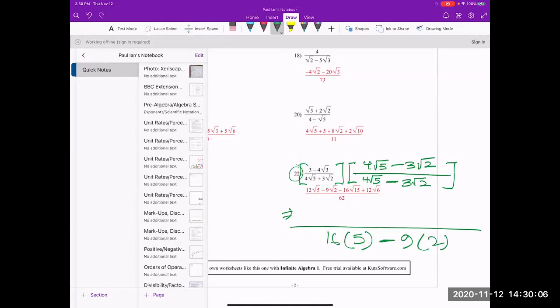And then the top? You have to distribute. Do it like this. So do this one first, and do this one next. So what's the first thing? 12 root 5. And then what's the second thing? Negative 9 root, do this one second. Negative 9 root 2. Okay. And then this one?